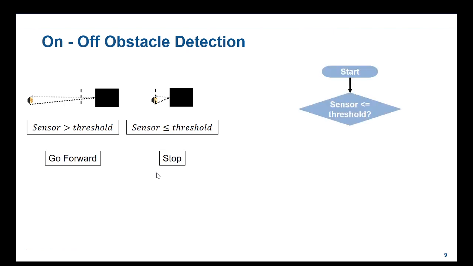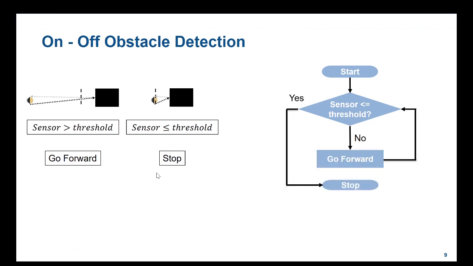We first check if the sensor value is within the threshold value. If not, we keep moving forward. Else, we stop. Since the algorithm has only two states that it can move between, it is called an on-off algorithm. Let's switch to MATLAB to see how we can do this.